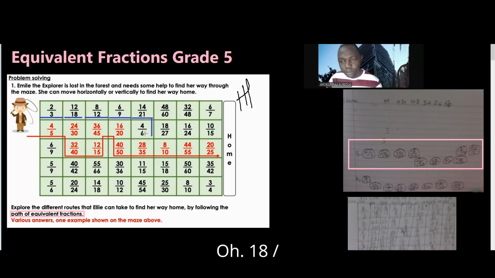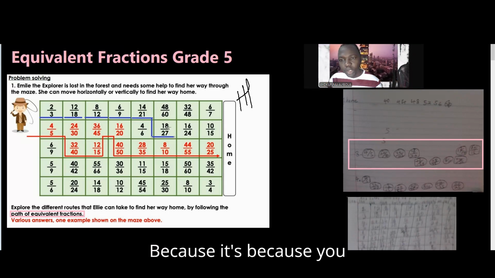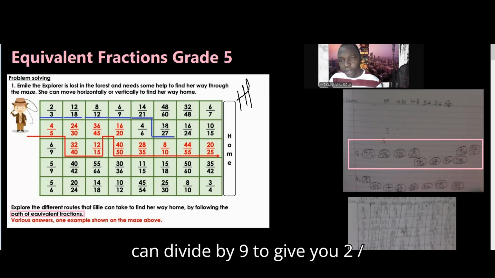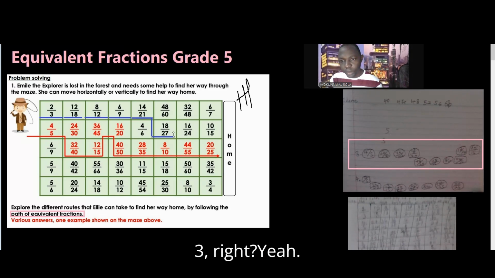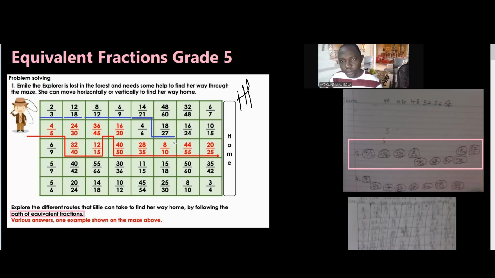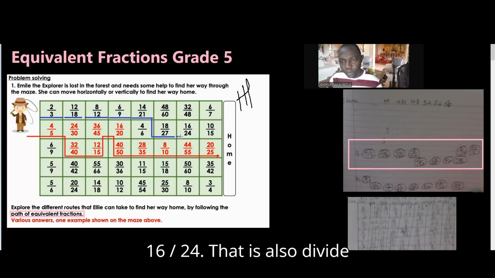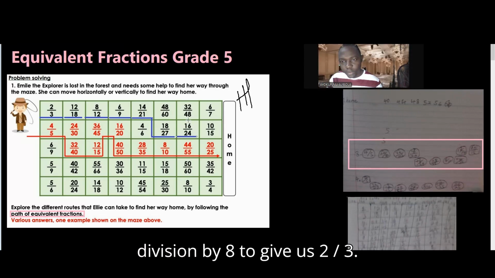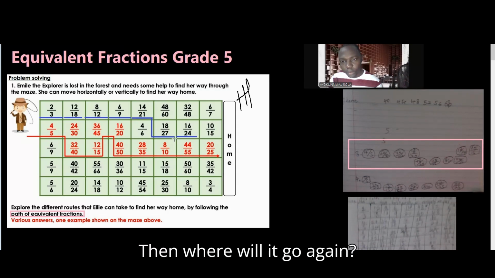Oh, 18 over 27. Why? Because you can divide by 9 to give you 2 over 3, right? Yeah. Then it goes where again? Six, 16 over 24. That is also divisible by 8 to give us 2 over 3. Then where will it go again?